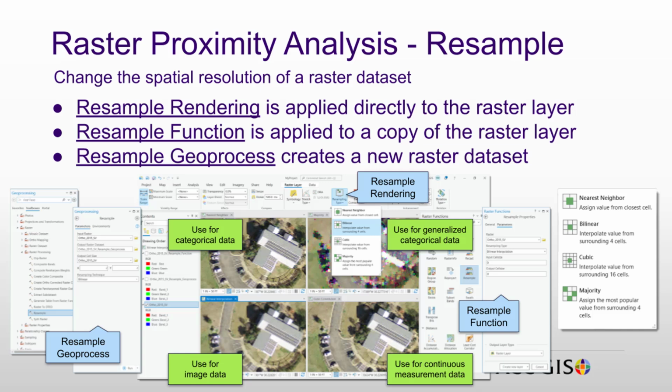And if you look at the resample geoprocessing tool, you can see one of the parameter values is an output raster data set. So you're actually resampling the input and creating a whole new raster data set. Now, which approach you use depends on your goals. If you just want to look at your data, you're going to typically use resample rendering. But if you're going to experiment with a workflow, for example, before you create output, you might use resample function. And last, when you know what you want and you want to create a whole new raster data set, you're going to use resample geoprocess.